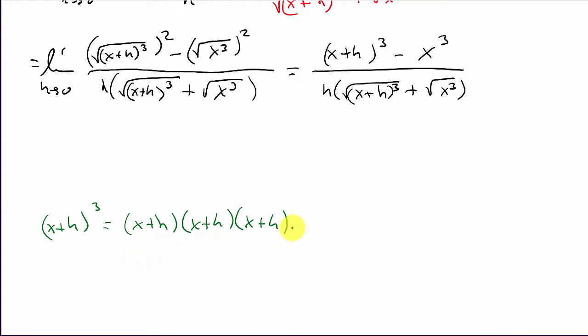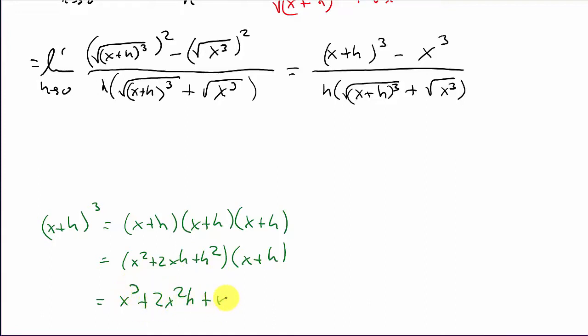Alright, so if I multiply these two, that gives me x squared plus 2xh plus h squared times x plus h. Then I multiply the x times each one and the h times each one, so that's x cubed plus 2x squared h plus xh squared plus x squared h plus 2xh squared plus h cubed.